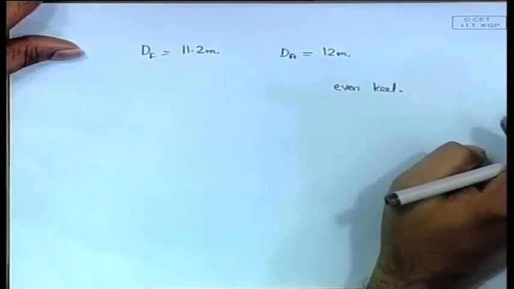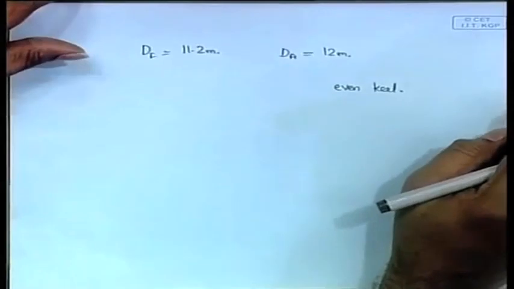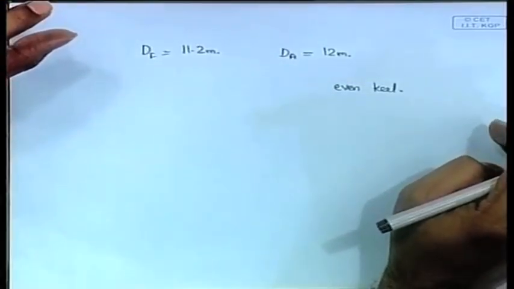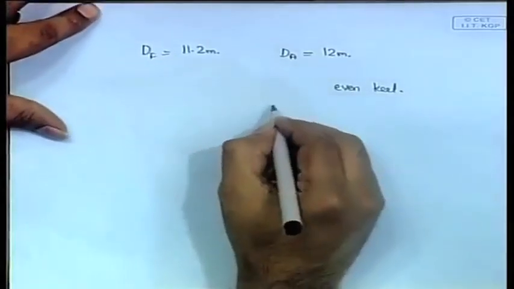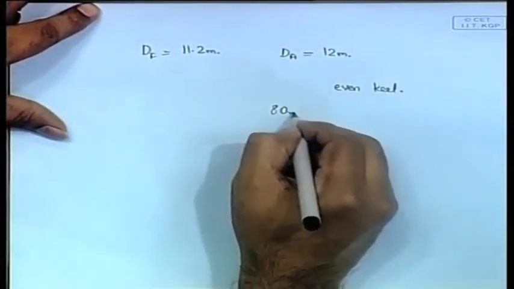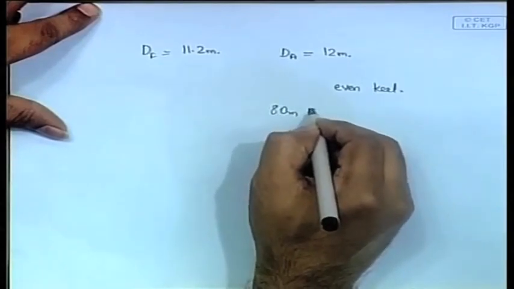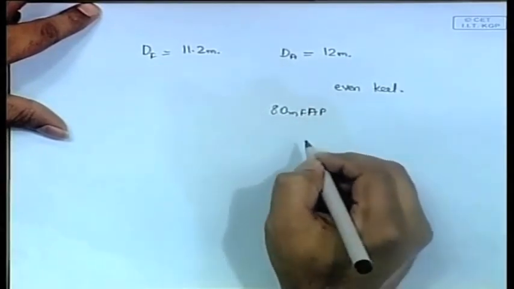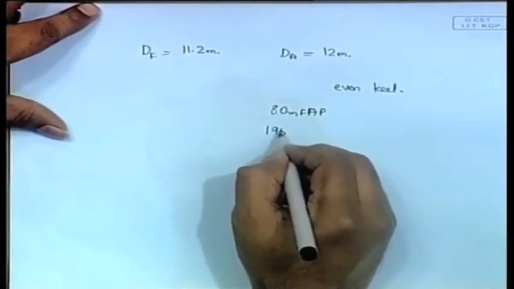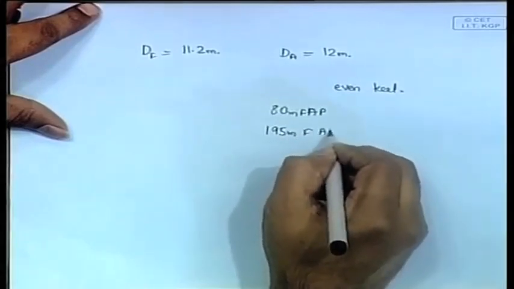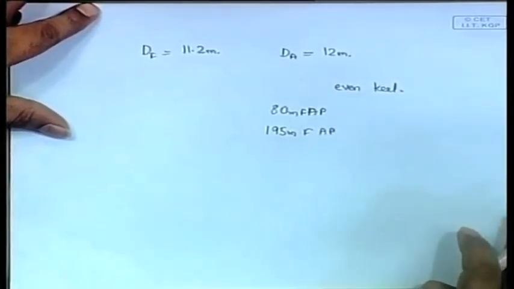So, there is a double bottom tank which has two layers. Ballast water is moved from a double bottom tank which is 80 meters forward of AP to another tank which is 195 meters forward of AP. So, there are two tanks, one 80 meters forward of the aft perpendicular and another 195 meters forward of the aft perpendicular.